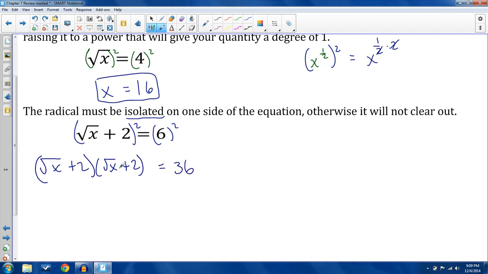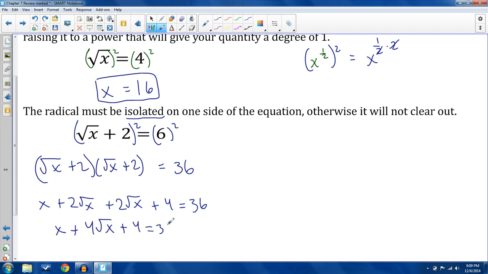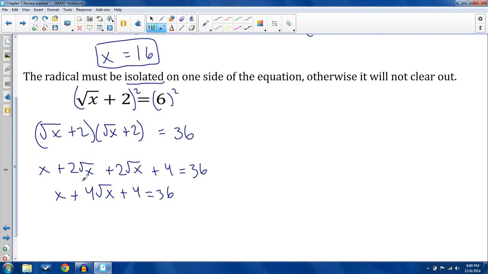Okay, all good and fun. But square root of x times square root of x is x. Then you get 2 root x. Will it cancel out here? No. Another 2 root x. Then plus 4. And then you get x plus 4 root x plus 4 equals 36. I did nothing to help solve my equation any better. In fact, I made it worse. Now I'd have to move everything else over. The key is to isolate your radicals. When you have information on the side where your radical is and you square it, you don't clear out your radical. It doesn't help you. So you would have to do what I just talked about before.